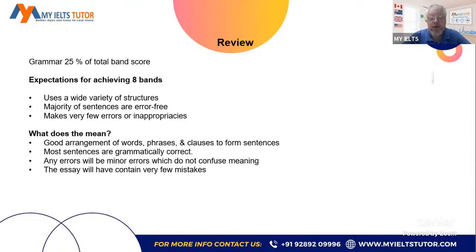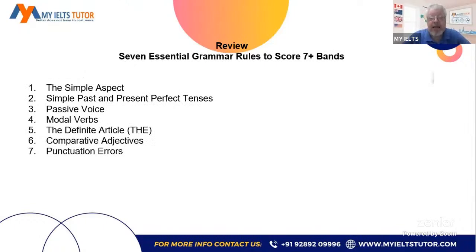Sentences are error-free for the most part, and the errors are very few in number, and they don't change the meaning of what you're trying to say. So those are the expectations for IELTS writing in terms of grammar and scoring grammar. And then these are the 7 essential grammar rules. Simple aspects, simple past and present perfect tenses, passive voice, modal verbs, the definite article, comparative adjectives, and punctuation.